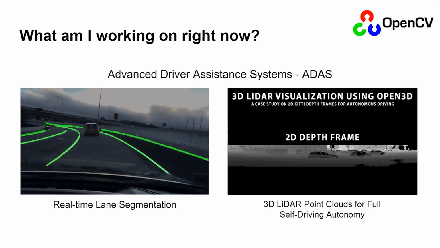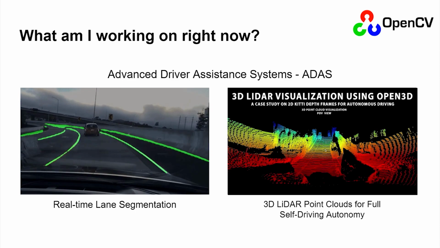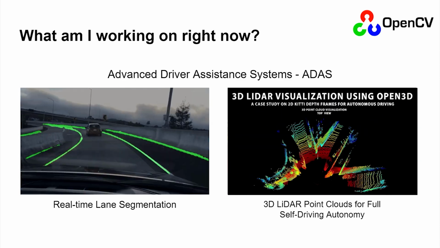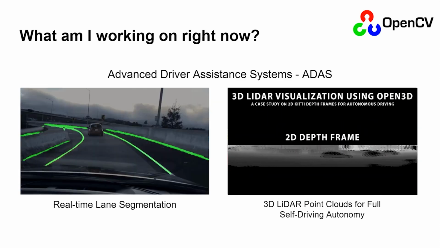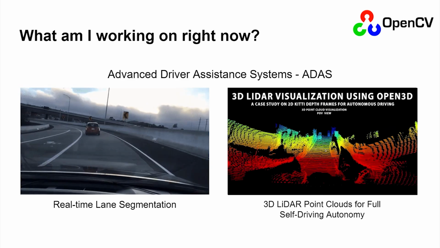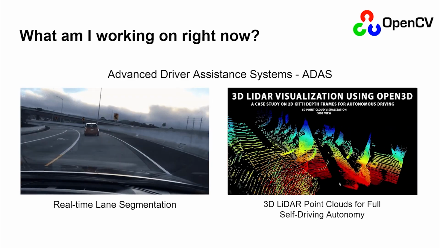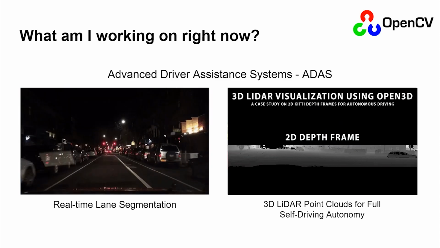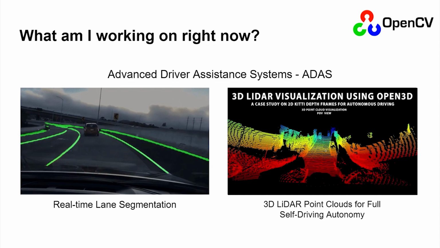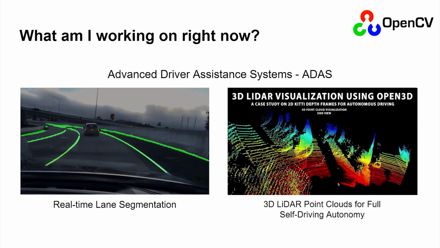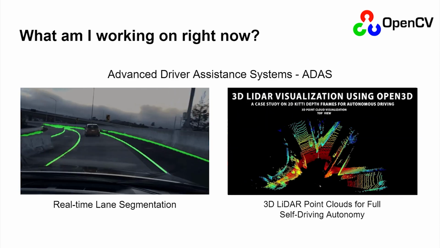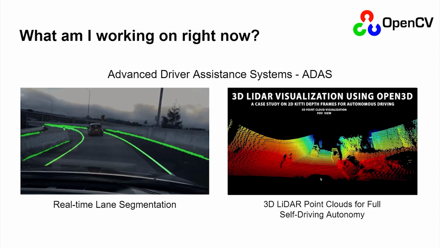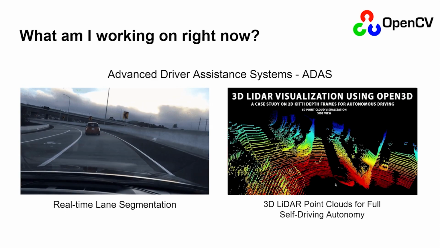So what am I working on right now? At OpenCV, I'm developing advanced driver assistance systems, also known as ADAS. You have seen autonomous self-driving cars which can navigate through the roads by themselves without any human intervention. They can drive on their own. But how do they do that, and what kind of systems are necessary to facilitate these vehicles to see and navigate on their own?